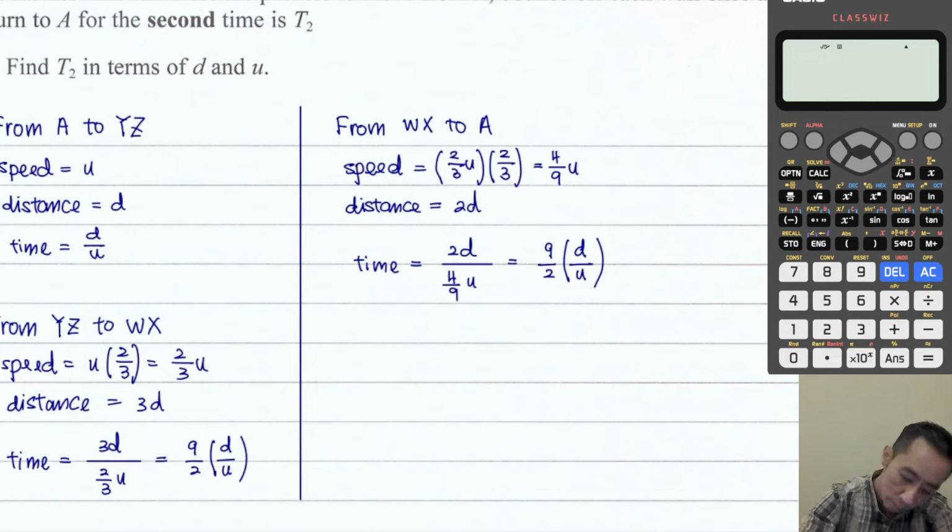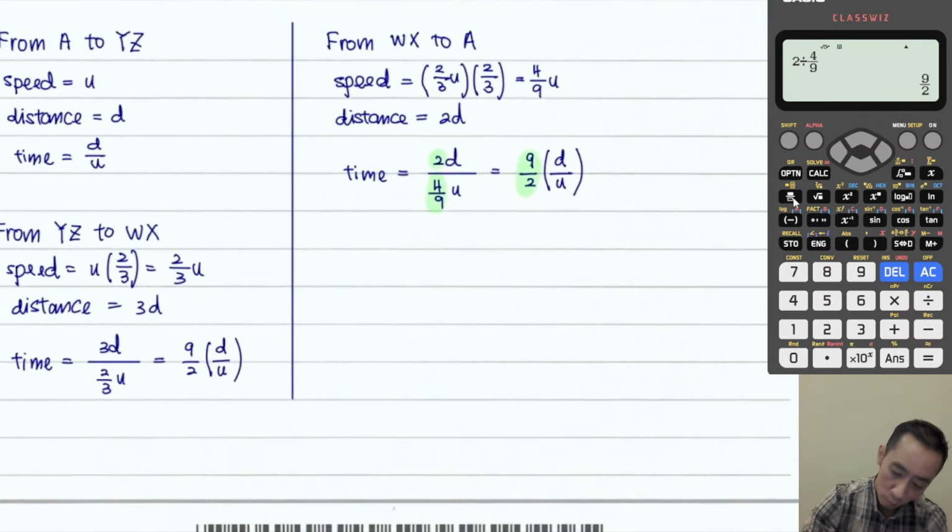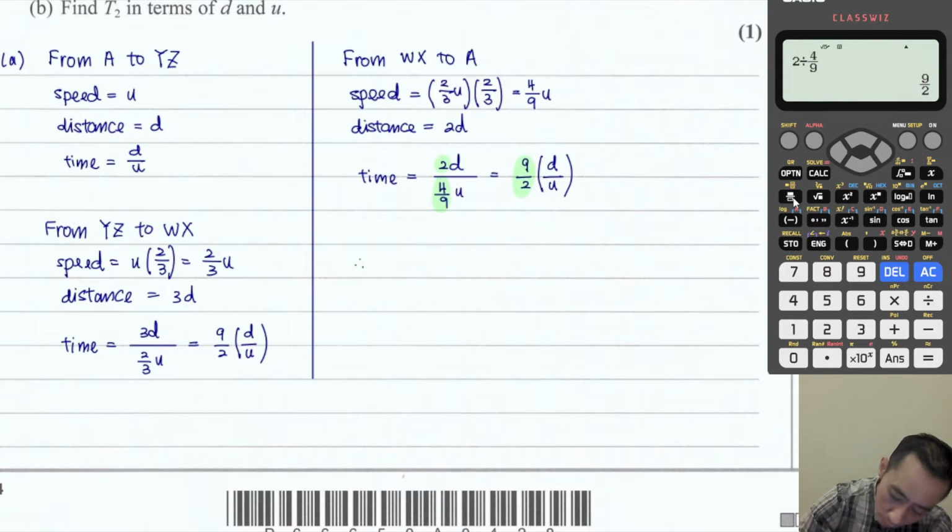Okay, so for this, you can always verify by using a calculator. 2 divided by 4/9, so it's 9/2. Okay, so now the total time taken is T1. So therefore, T1 is equal to, from here, here, and here, so I just add all these values.